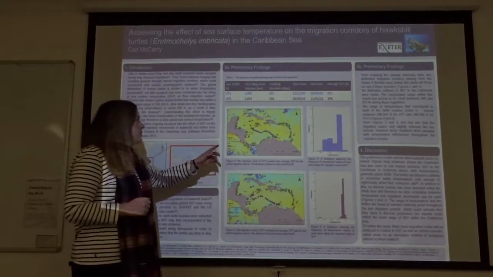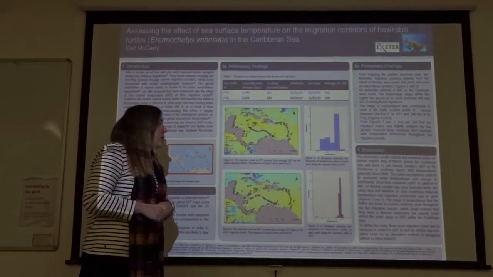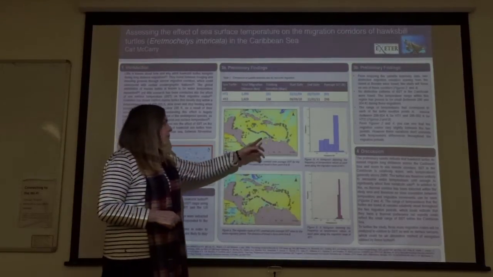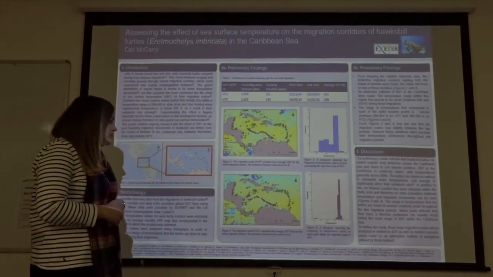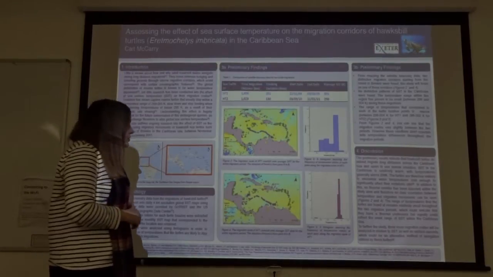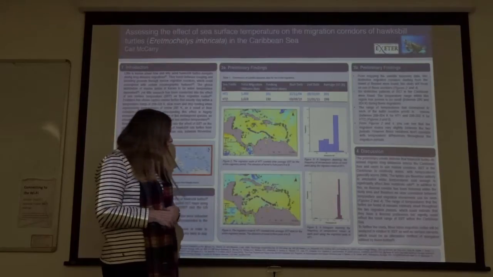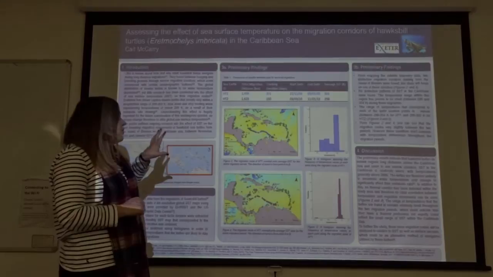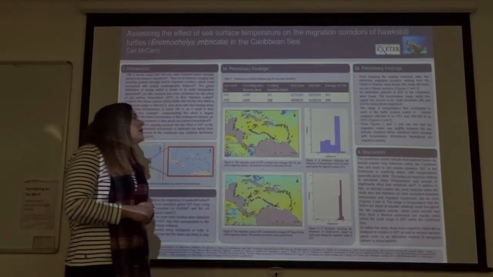The first one shows a migration from November 2004 to March 2005, moving from point A over here to point B. And then the second one shows a migration from September 2010 to January 2011. Again, they're moving in the same direction. And the sea surface temperature maps show the average sea surface temperature for the entire migratory period.